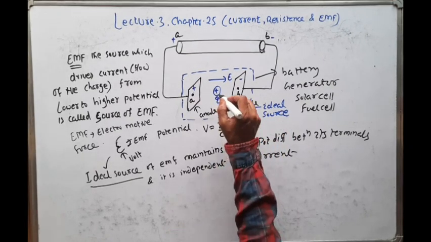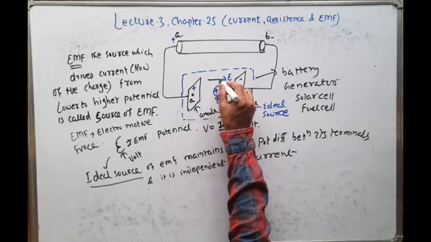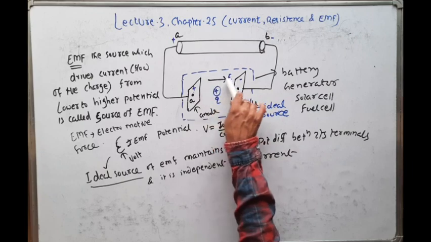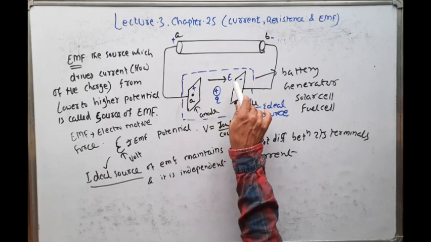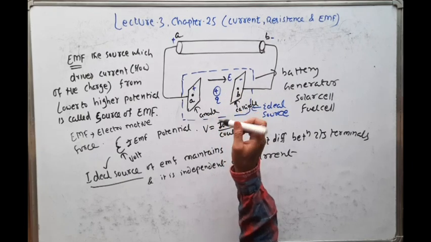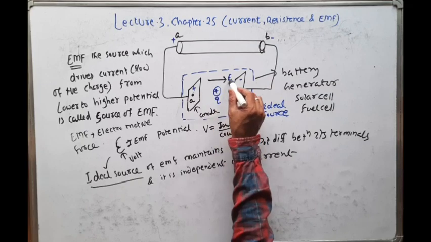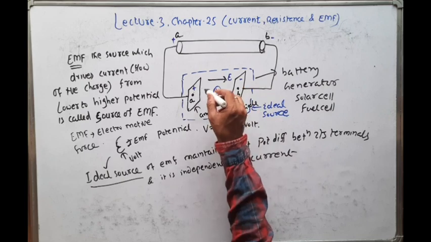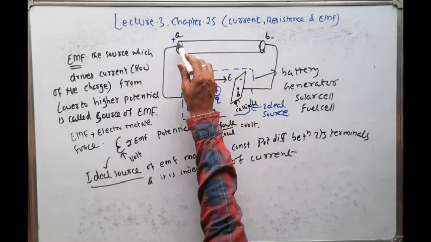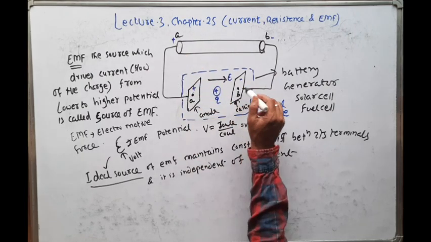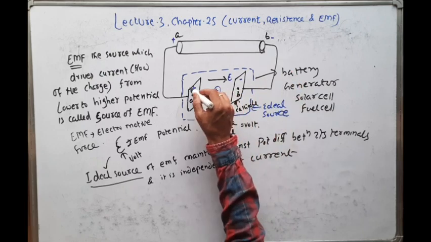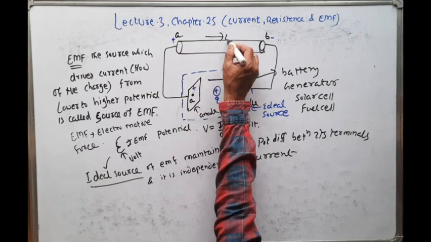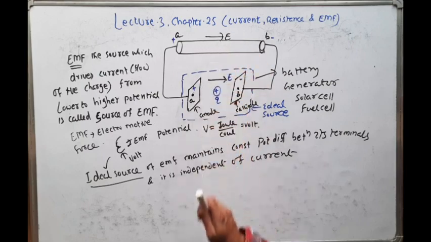So due to the electric field developed inside this, here it is positive, here it is negative. So the electric field developed is from positive to negative. So what will happen? This electric field is developed in between the source from left to right, and here this A point is connected to this point, B point is connected to this point. So due to this, this will be positive, this will be negative. So again the electric field will be developed inside the conductor from left to right.